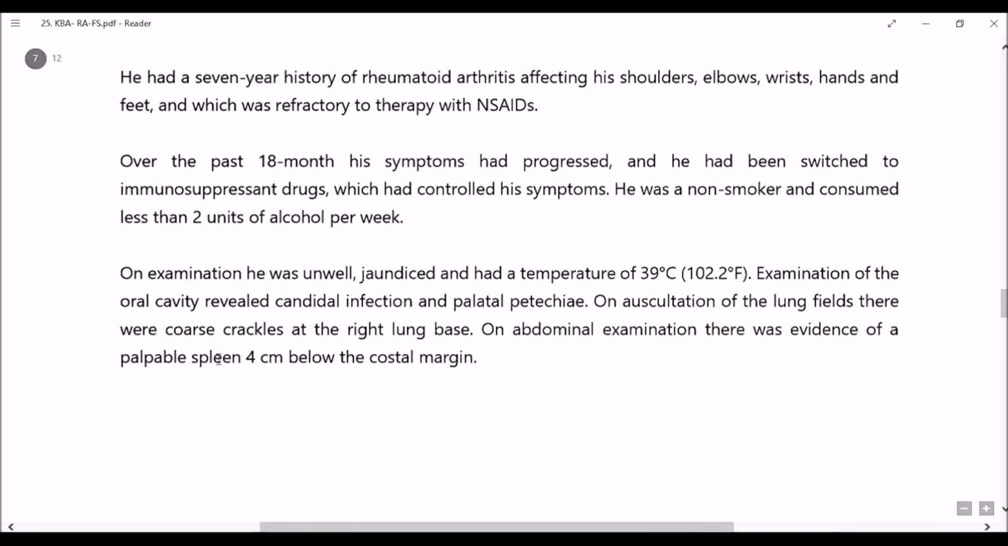Now we'll see the examination findings. The patient was unwell, jaundiced, and had a temperature. The examination of the oral cavity revealed a candidal infection with palatal petechiae. On auscultation of the lung, there were coarse crackles at the right lung base. On abdominal examination, there was evidence of a palpable spleen, 4 cm below the costal margin.